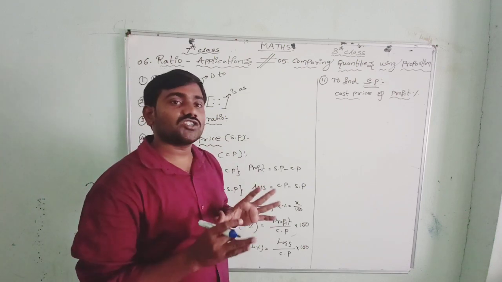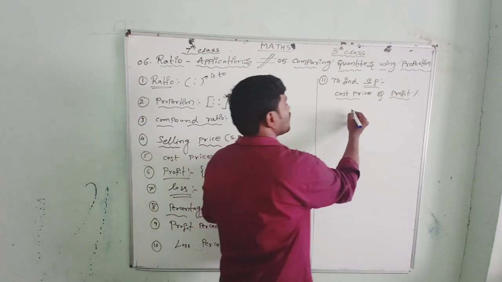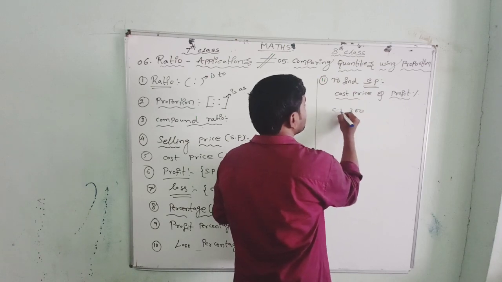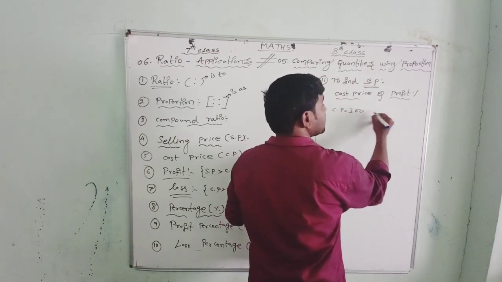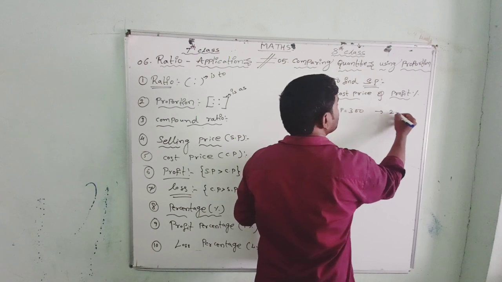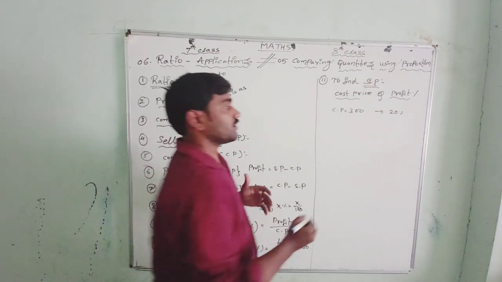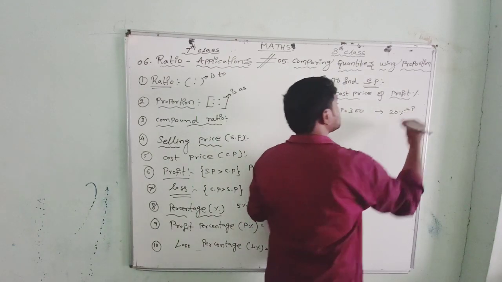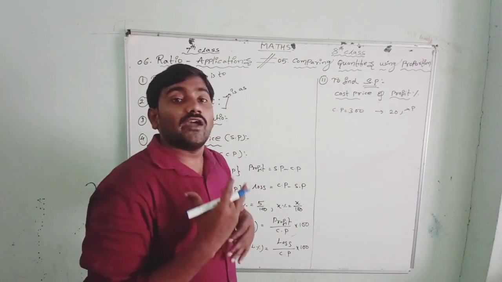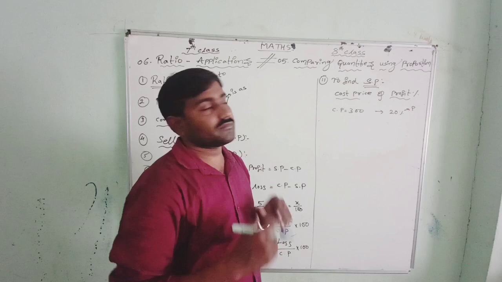Suppose the cost price of an article is 300. On selling this article, you got 20% profit. Then at what rate did the seller sell it?